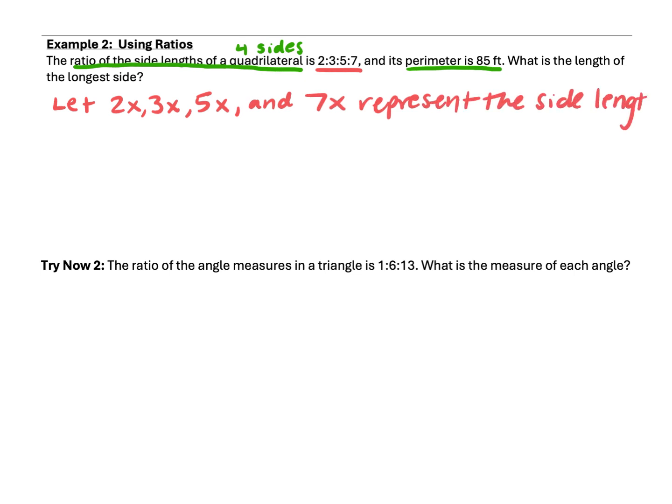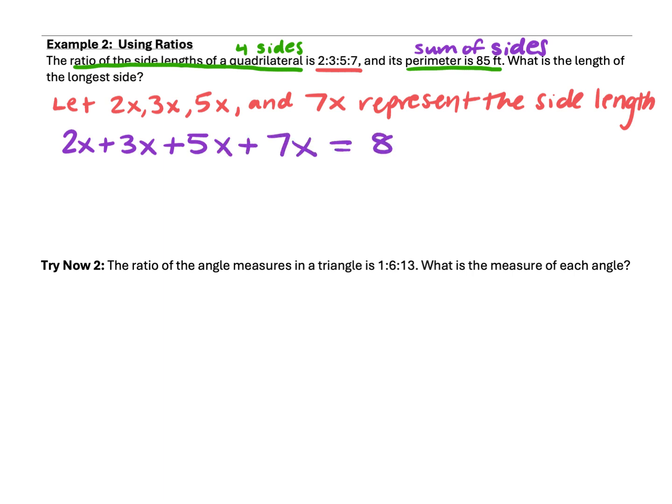Now we have to figure out what x is so that we have a perimeter of 85. Now remember, the perimeter is just the sum of the sides. So if you add all your sides up, they should add to 85. So in my problem here, I've got 2x plus 3x plus 5x plus 7x, so that's my 4 sides, has to total up to 85. And now you just do your algebra. These are all like terms, so we can go 2 plus 3 plus 5 plus 7, and that adds to 17x. So if 17x is equal to 85, do a quick divide by 17, and we get x equals 5.